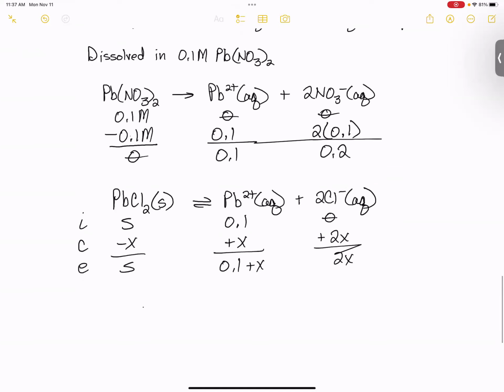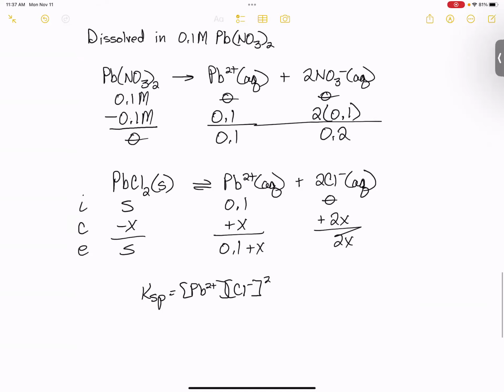Writing our equilibrium expression, the KSP is equal to the lead concentration times the chloride concentration squared. The KSP was 1.17 times 10 to the minus 5. That's equal to the lead concentration of 0.1 plus X times the chloride concentration, which is 2X, squared. Now, here is the next thing that is going to be different.